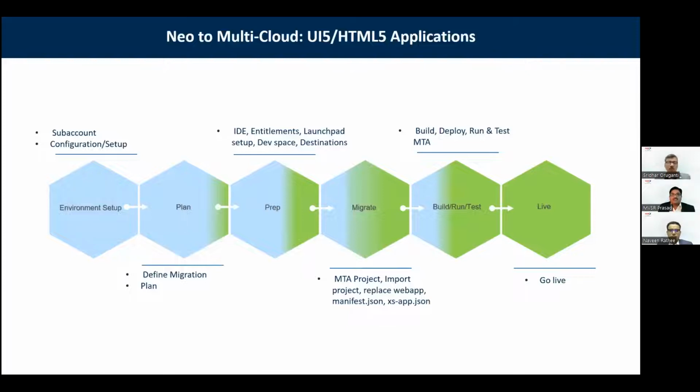Then for preparation, we have to maintain the respective setup: the entitlements, launchpad setup, dev space, and destinations connected to the backend. All of these need to be either imported and exported, or we may need to recreate them. Definitely the security aspect is different in Neo and CF, so those cannot be migrated. We only need to recreate the security aspects like OAuth clients and SAML enablement.